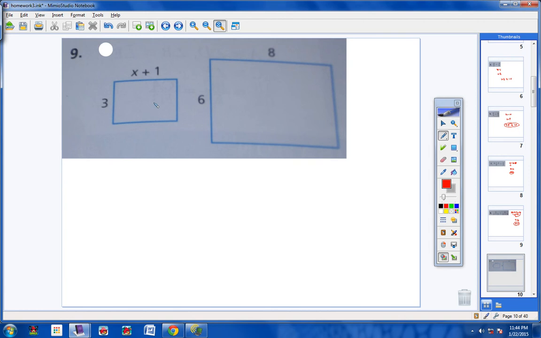Now, number 9, they want us to solve for x. If you'll read the directions, it says the 2 polygons are similar. So if they're similar, then we can use ratios. 3 over 6 equals x plus 1 over 8, because 3 corresponds with 6, as x plus 1 corresponds with 8.